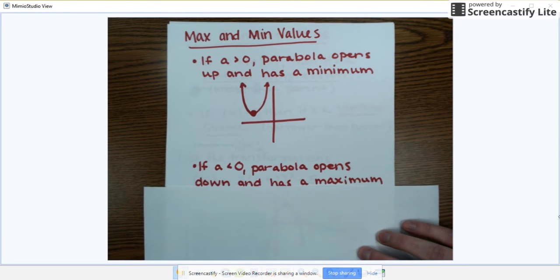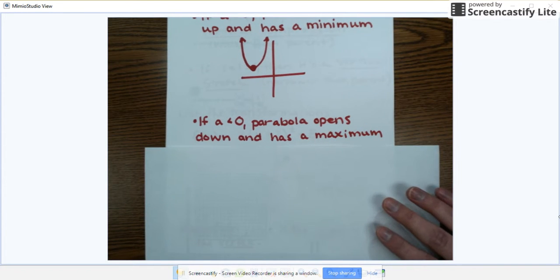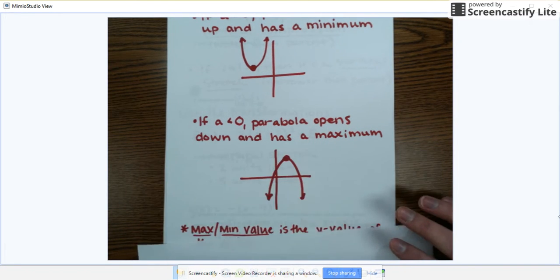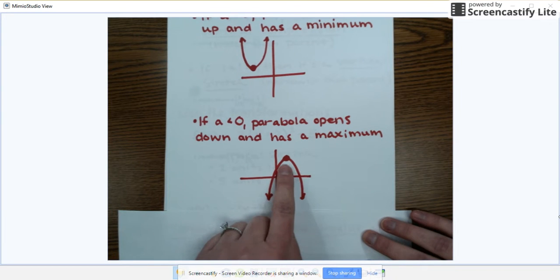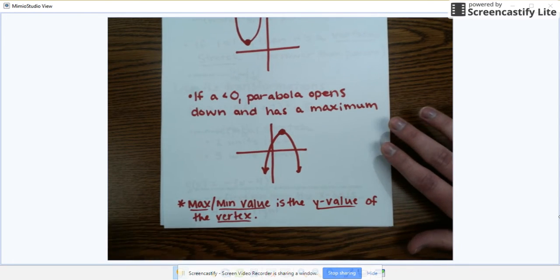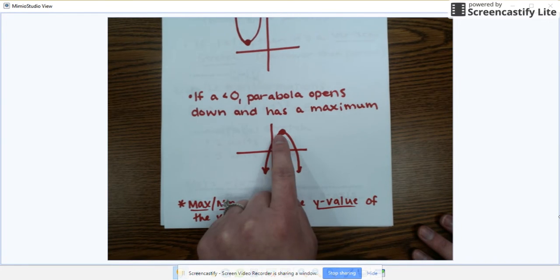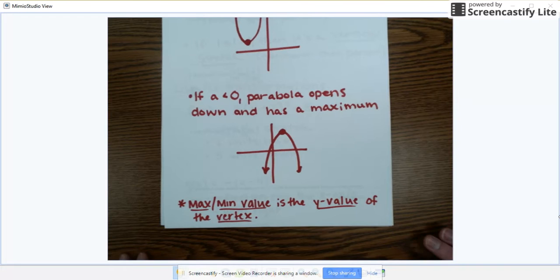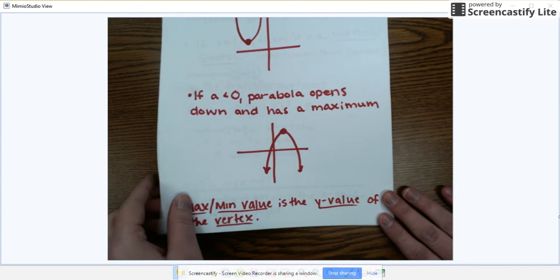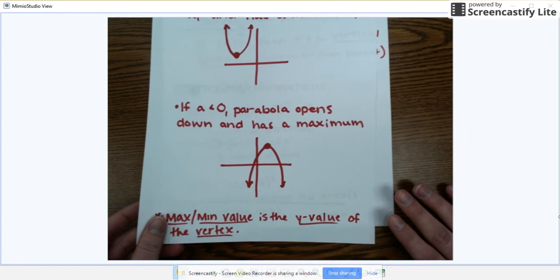On the flip side, if your a value is less than 0 or negative, it will open down. And when that's the case, your parabola will have a maximum. So that vertex will be the maximum value. In general, when we talk about our max and min values, we're generally referring to the y value of the vertex. We're more worried about what is the height of that vertex. So the y value would be the important part for the max and min values.